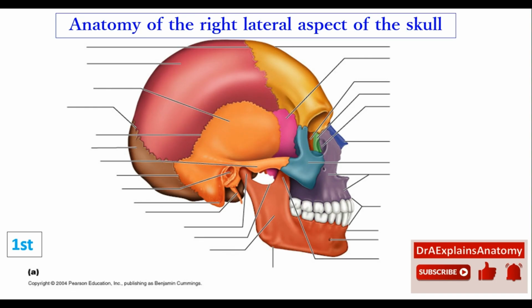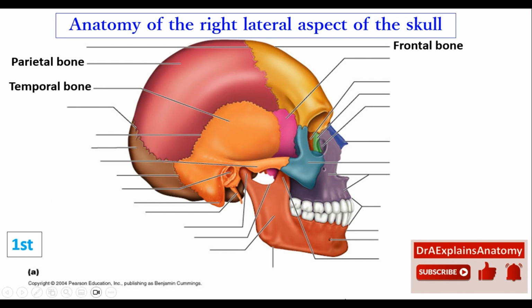First, we will identify the bones. This right here is the frontal bone. We have one frontal bone. This is the parietal bone. We have 2 parietal bones.